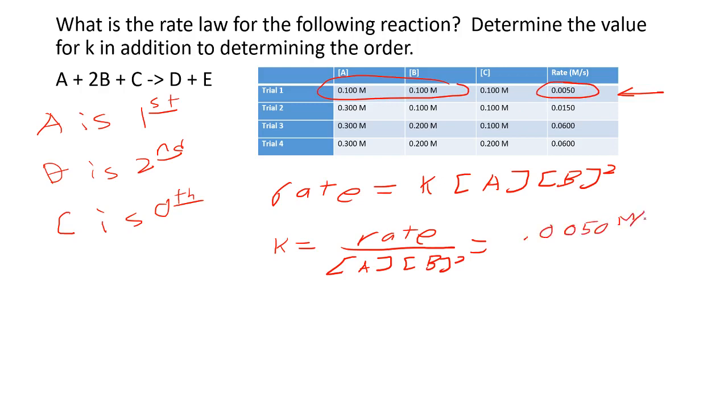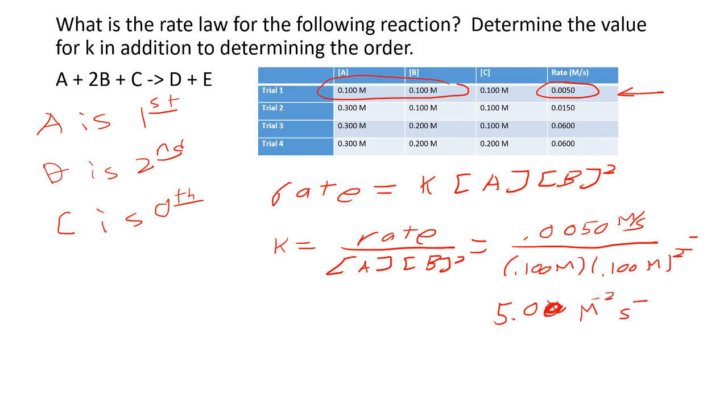So I'm going to have 0.0050 molar per second divided by 0.100 molar, and then 0.100 molar squared. We plug all that into our calculator. We're going to get 5.0. I'm putting the zeros; you could do 2 sig figs because of our rate. I would also be fine if you did 3 sig figs because we've got squares and stuff, so I'm not as worried about it as normal. So we have 5.0, and then molar to the -2, seconds to the -1.